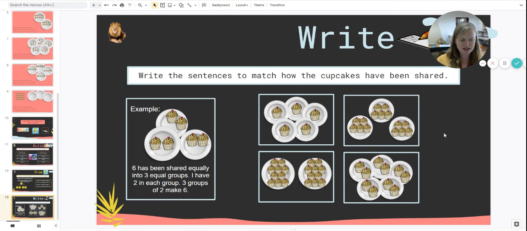And finally, if you take the challenge to write, you can look at my example where I have looked at the picture given and then I have written the sentences that 6 has been shared equally into 3 groups. I have 2 in each group, and 3 groups of 2 make 6. So you do apply that sentence to each of the 4 images here. Enjoy!